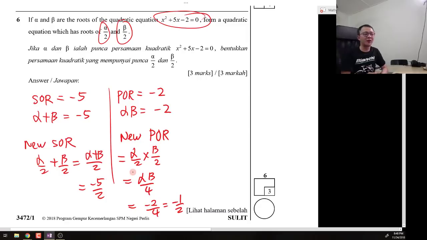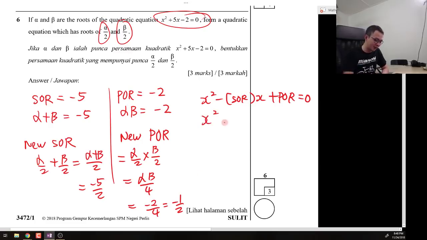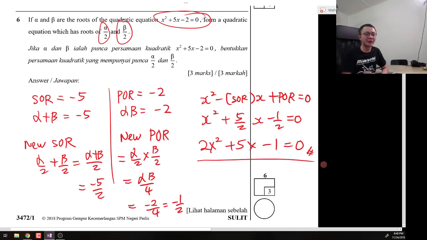Once I have my new sum of roots and new product of roots, I substitute into my final equation: x squared minus sum of roots x plus product of roots equals 0. Then just plug in the values. The sum of roots is negative 5 over 2, which becomes positive 5 over 2 here because you have a minus sign. The product of roots is minus 1 over 2. Then I will multiply by 2 for the whole equation to make the equation look nicer. Alright, this one will be the new equation.